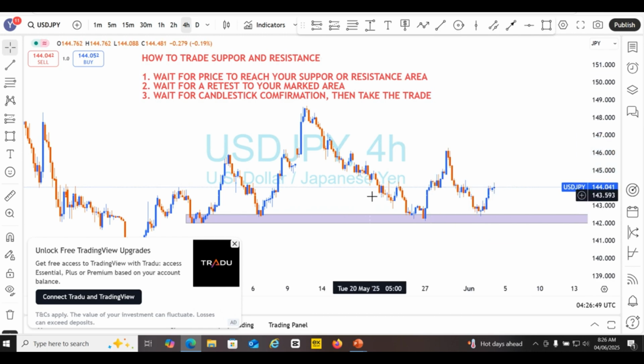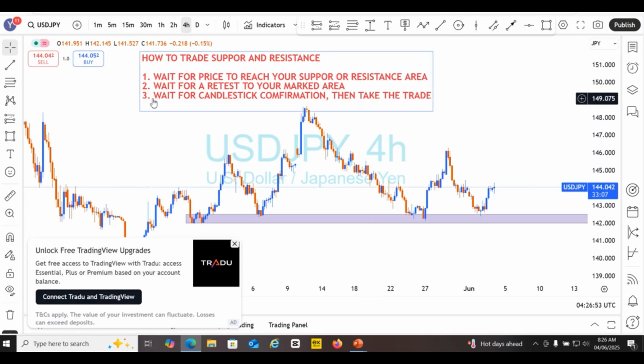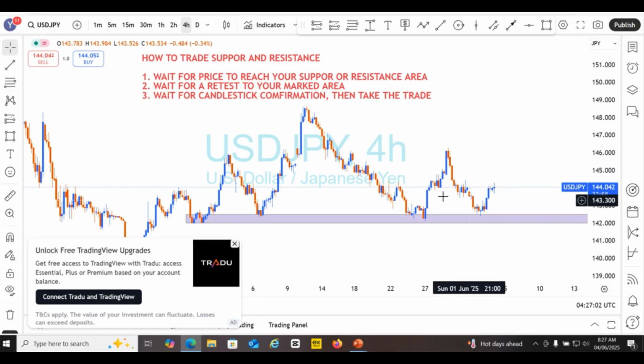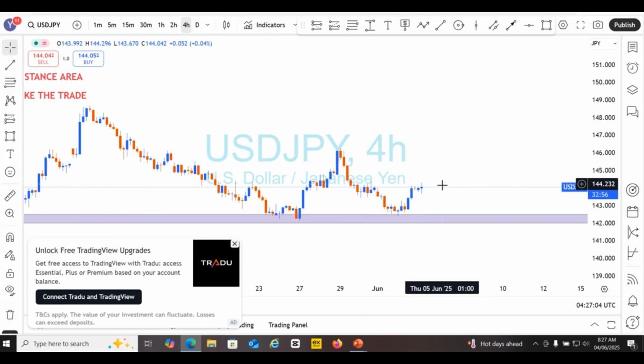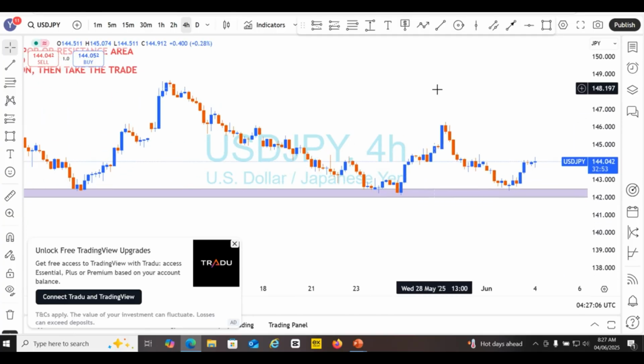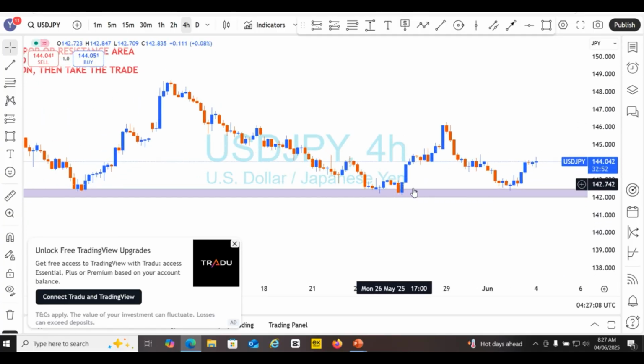The same thing applies for support and resistance. Now number 3: wait for candlestick confirmation. This is very important, guys. Very important. Then take the trade. Let me zoom in so we can see fine. The market comes inside this area here. The candlestick confirmation we wait for after the retest is the next candlestick that forms.